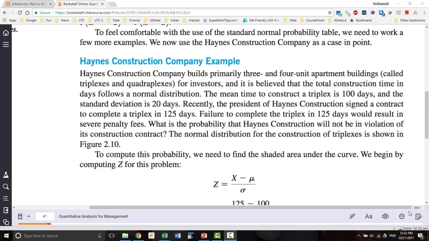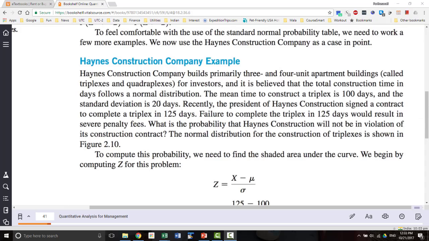Now let's look at an example of normal probability. It is a construction company that builds primarily 3 and 4 unit apartment buildings. The construction time in days follows a normal distribution, and we're given that the mean time to construct a triplex is 100 days and the standard deviation is 20 days.